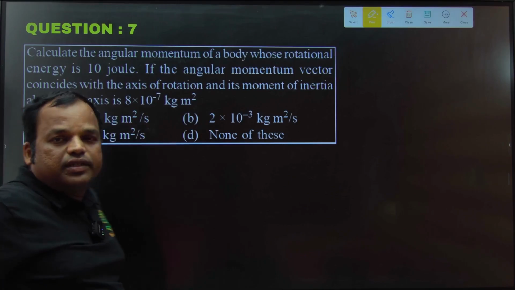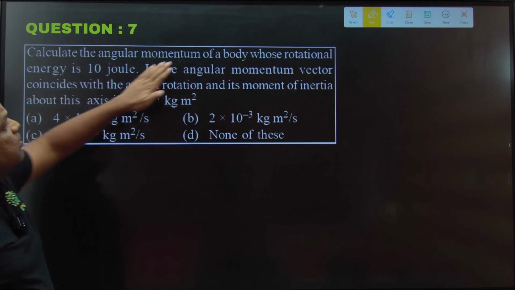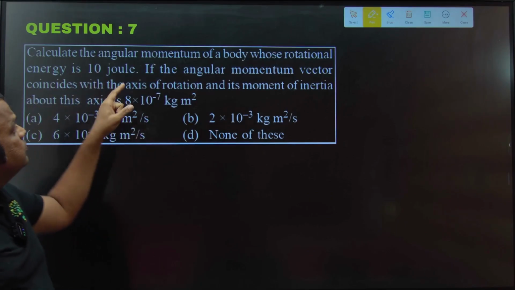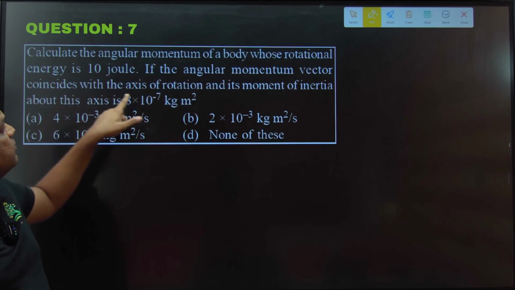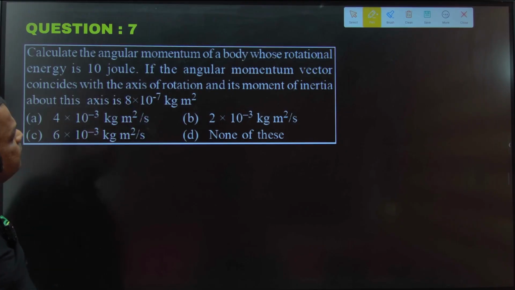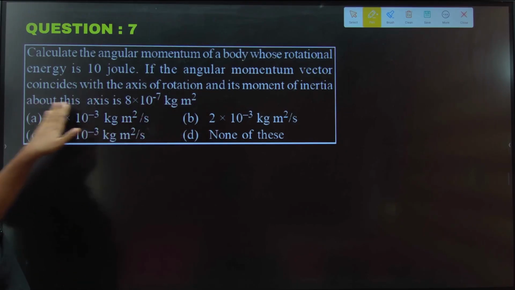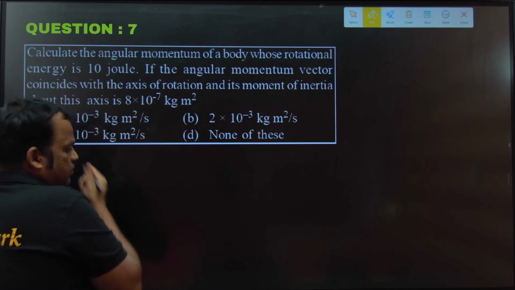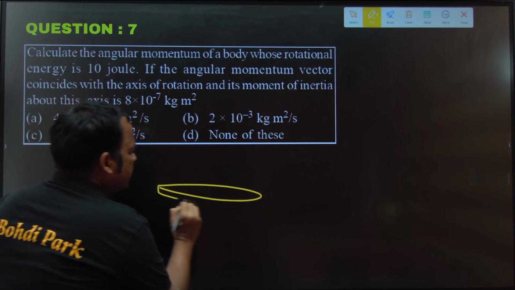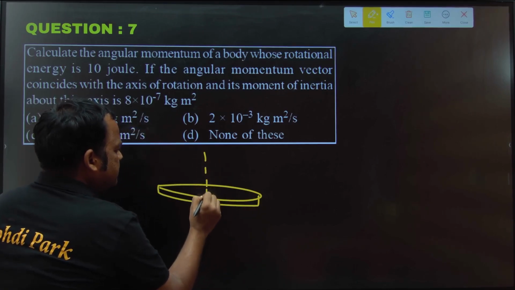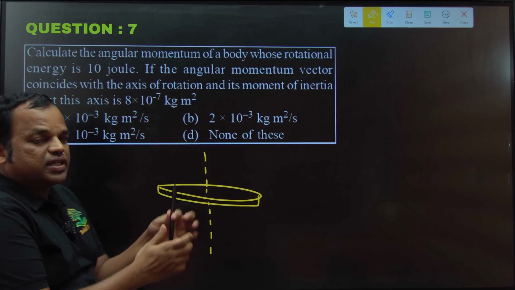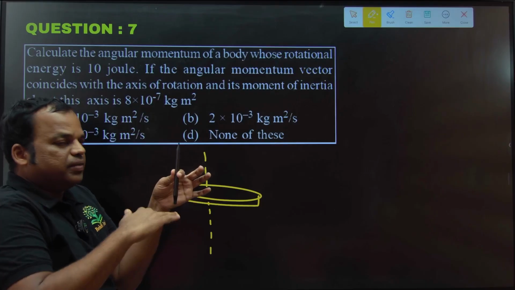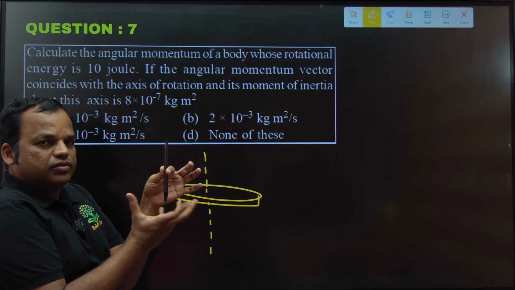For the seventh question, calculate the angular momentum of a body whose rotational energy is 10 joule. The angular momentum vector coincides with the axis of rotation, and the moment of inertia is 8 into 10 raised to minus 7. So suppose this is the body, you can assume it is a disc, and this is the axis. Suppose the axis is vertical and this object is rotating, and the plane of the disc is horizontal. So this is the axis.